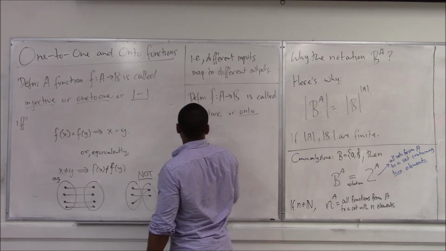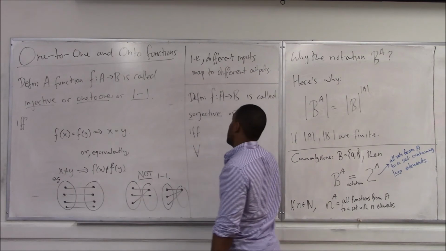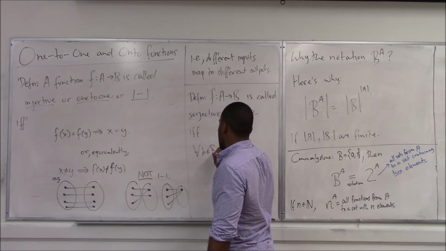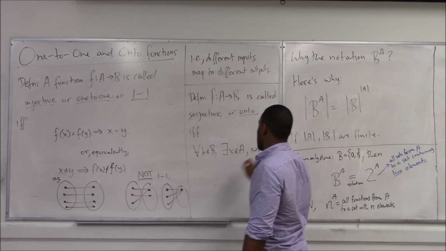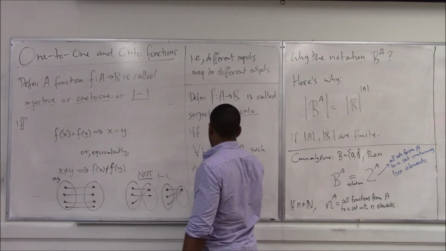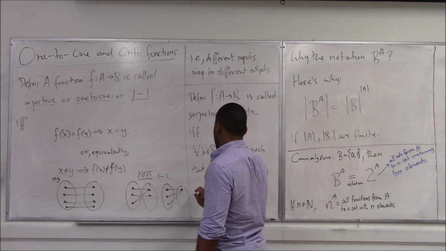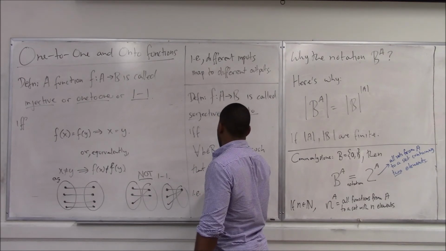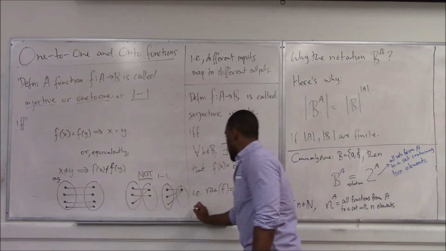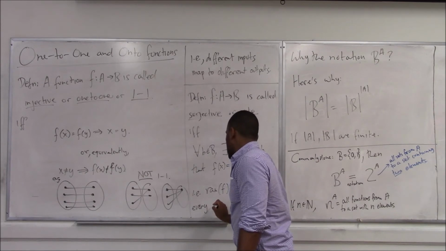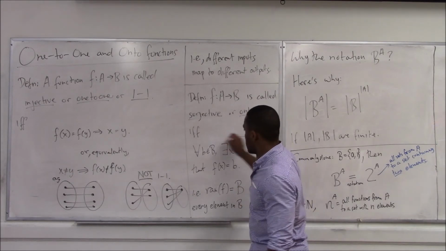If, and this one is slightly more cumbersome to write down, for all b in B, there exists, so it's a quantified statement, x in A, such that f of x equals b. This is an idea that the range of f is the set B. Every element in B is assigned to at least one element in A. But I'd rather you memorize that definition.